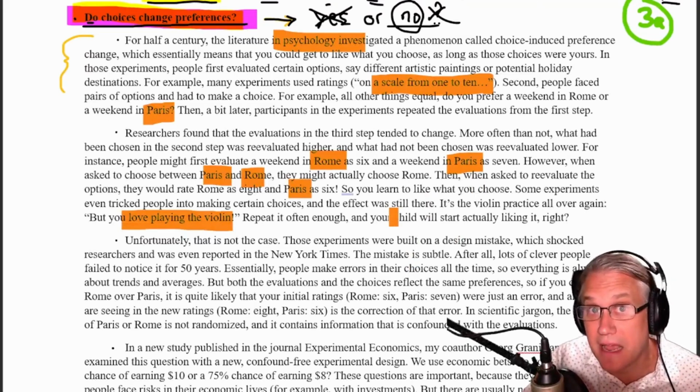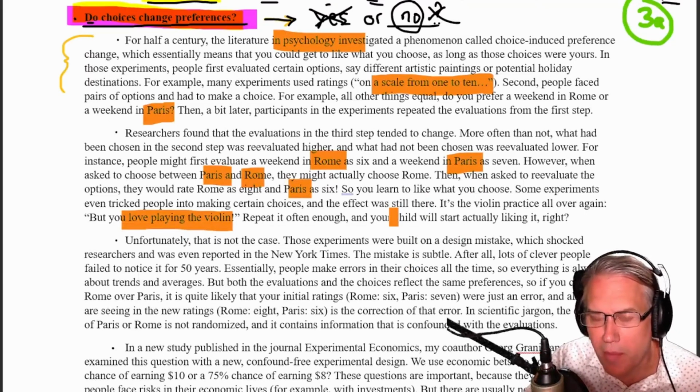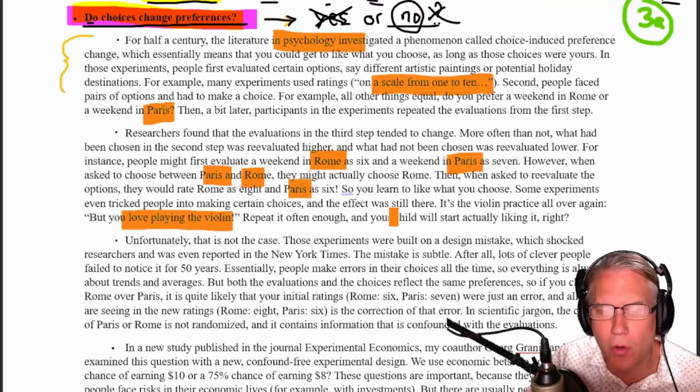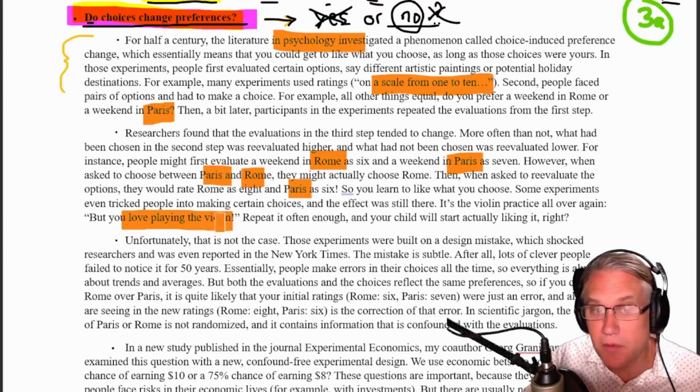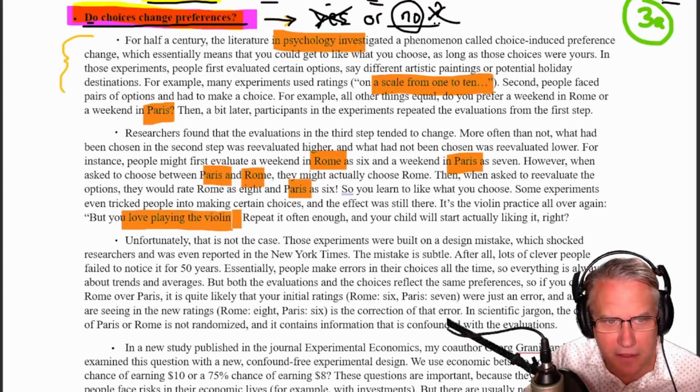Will I understand all the article? No. But remember, what is the goal here? The goal here is trying to get a sense of the main idea. I see we're talking about children a lot, right? Love playing the violin. I think it's about students. I'm guessing. I don't see the word child.